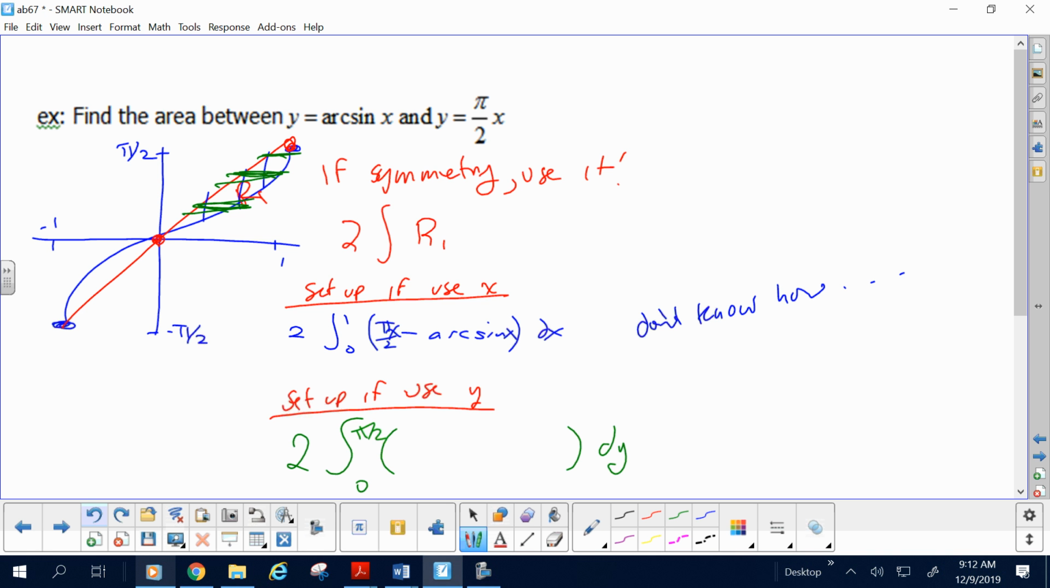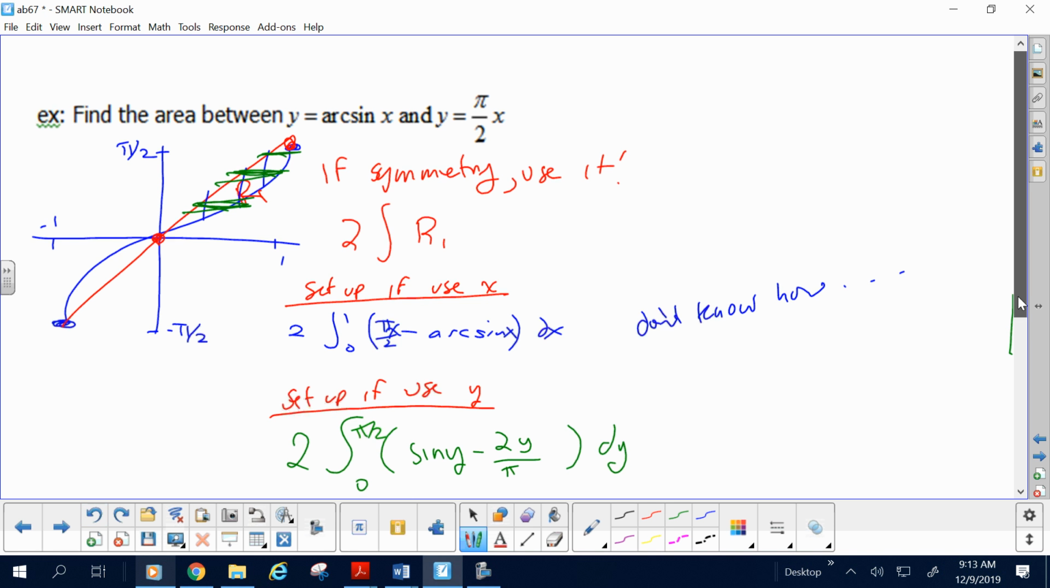True. What about the integrand? How do I make the base of these green rectangles positive? Do I use right minus left or upper minus lower if I'm using right? Right minus left. And what is the right minus left? Wonderful. 2y over pi? Yeah. Okay, cool. All right, is that integrable? Can you integrate sine? Yes. Can you integrate a basic line? Yes. All right, cool. That's the way we're going to go.